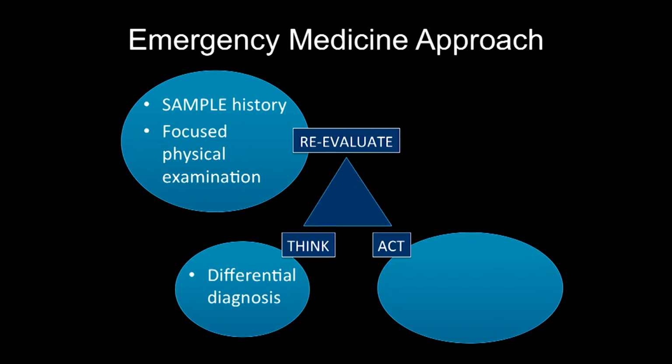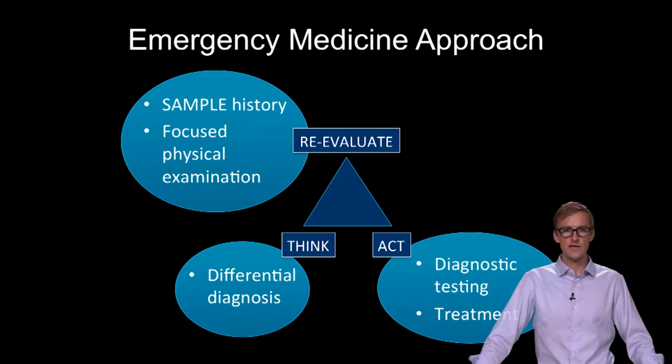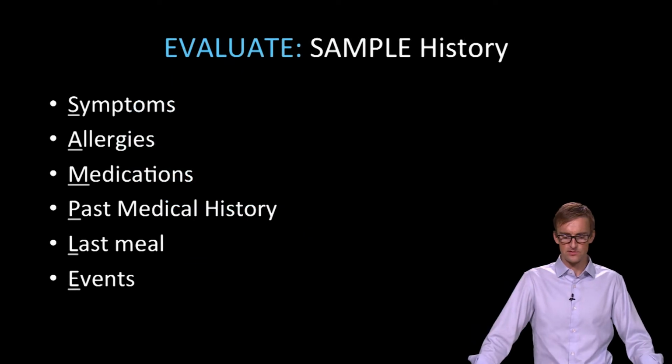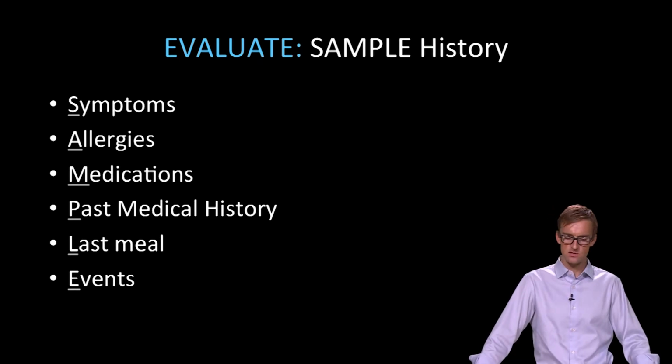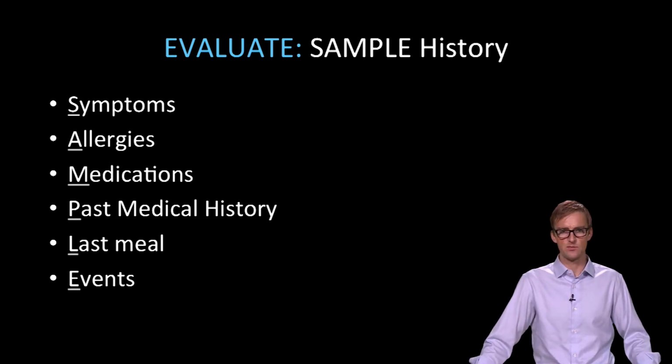This information will lead us to formulate a differential diagnosis, and the items on that list will then prompt diagnostic testing to help us confirm or refute the items on the differential. So as you remember, the SAMPLE history involves asking a few brief questions for these ill patients, including symptoms, allergies, medications, past medical history, last meal, and the events surrounding their presentation.